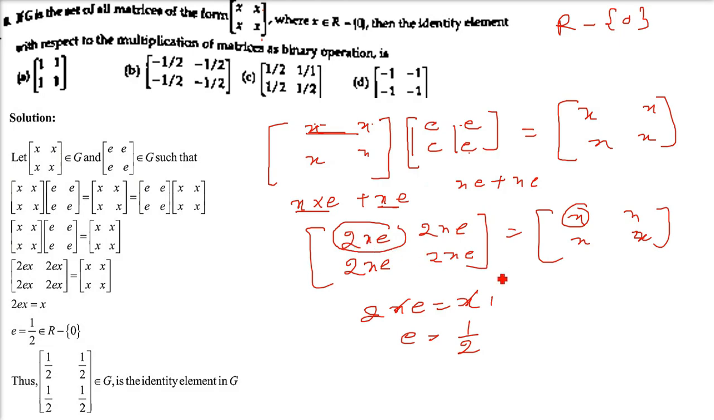So what will be the final result? The final result is option C, which is just replace x by half. Half and half, 1 by 2. So C is the correct answer. This is the answer.